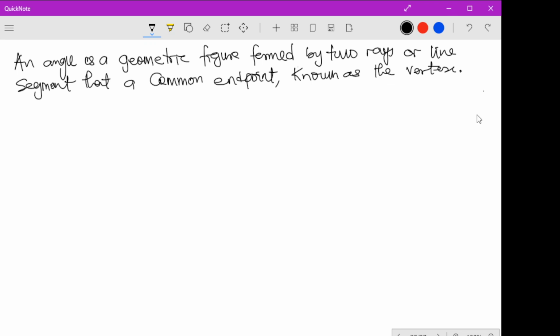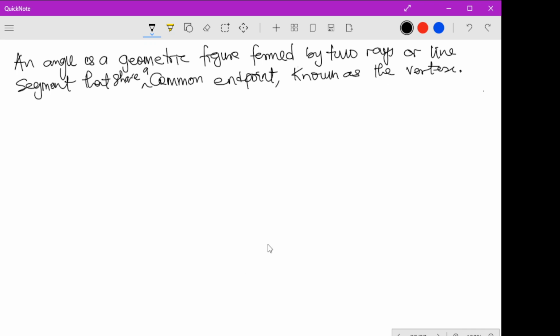In mathematics, an angle is a geometric figure formed by two rays or line segments that share a common end point, known as the vertex. So how does an angle even look like?